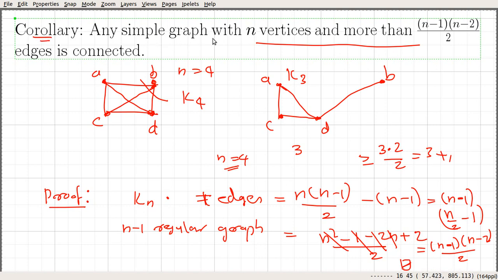So if we are dealing with a simple graph with n vertices, and the graph has more than (n minus 1)(n minus 2)/2 edges, then that simple graph will be connected. So that's it.